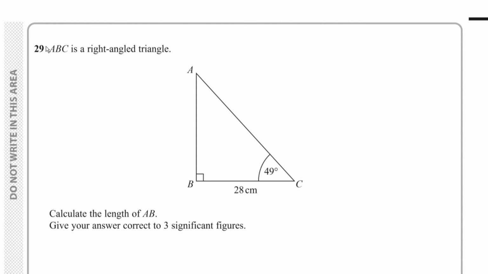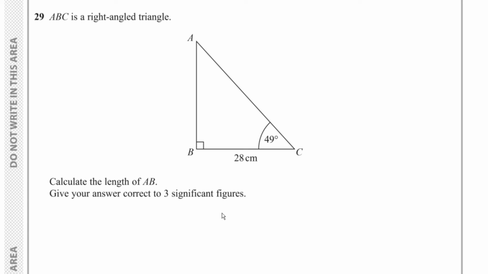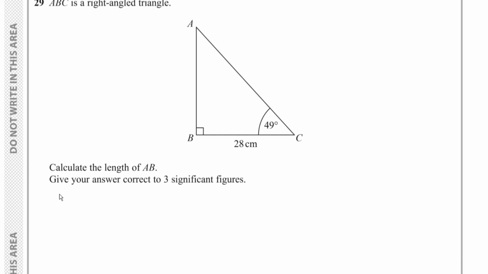Question number 29. ABC is a right-angled triangle. We have to calculate the length of AB, give your answer correct to 3 significant figures. First of all, we can recognise we are required to find AB, which is opposite to the angle 49 degrees, and we are given BC, which is adjacent to 49 degrees. So, using that, we can use the trigonometric function tangent.